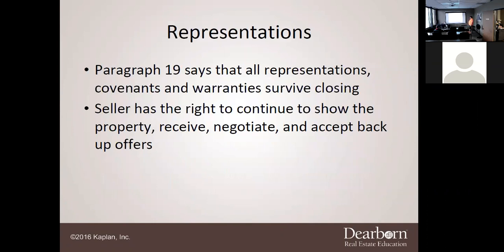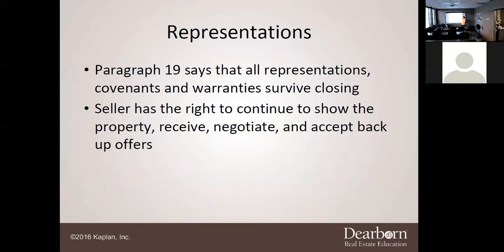Representation. So paragraph 19 says that all representations, covenants, and warranties survive closing, and that seller has the right to continue to show the property, receive, negotiate, and accept backup offers. So what this second bullet is saying is that even throughout the contract, it is not the buyer's property yet, nor do they have claim to the property.